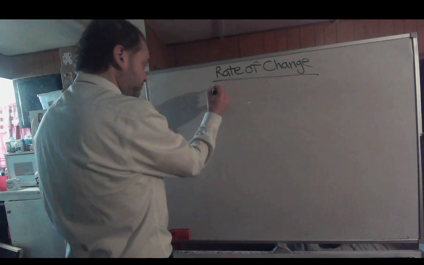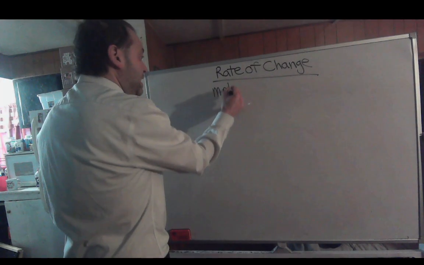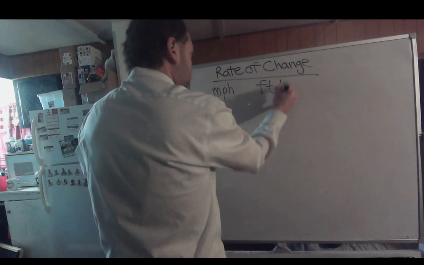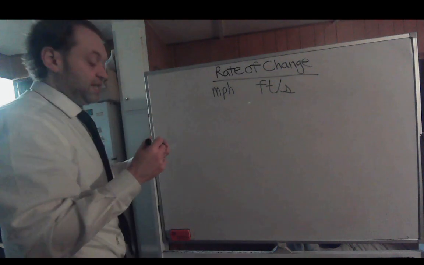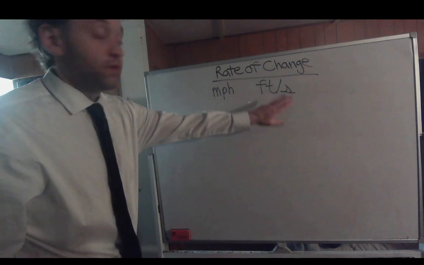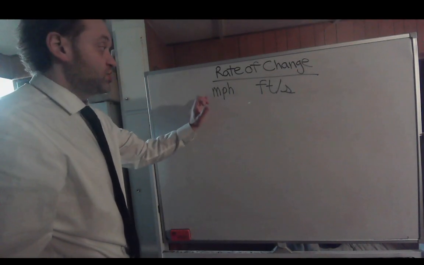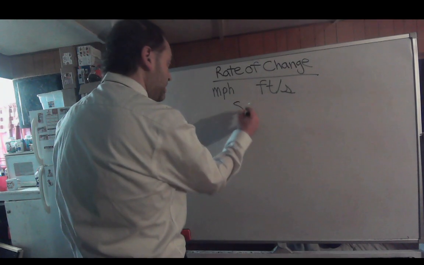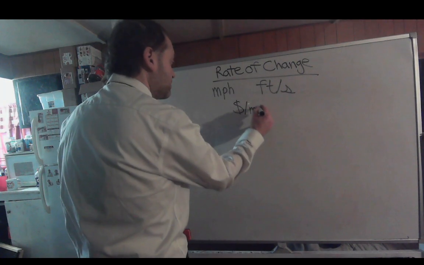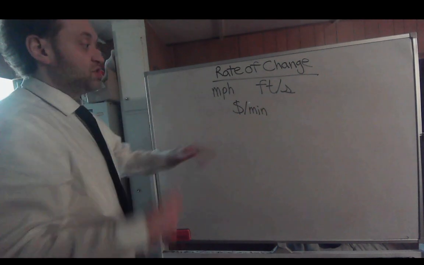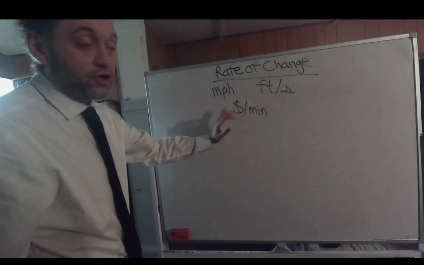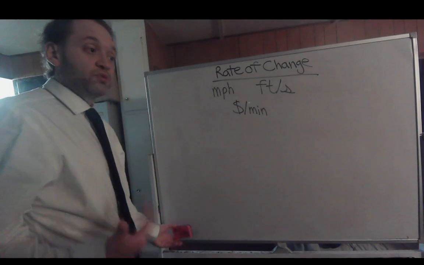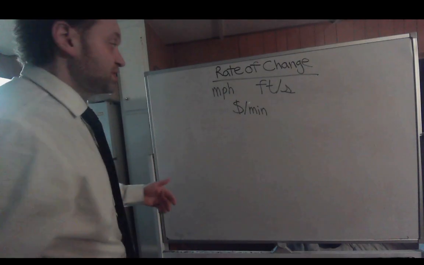For example, you have miles per hour. That's a rate of change. If you have feet per second, that's a rate of change. You're comparing the change in feet over the change in seconds. You're comparing the change in miles to hours. Or let's say I wanted to compare dollars to minutes. So I have so many dollars per minute. I'm either increasing so many dollars per minute, or I'm losing so many dollars per minute. Those are examples of rates of change, but it's the same idea as a slope.